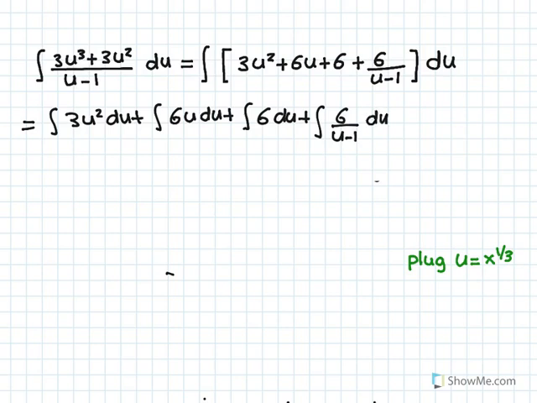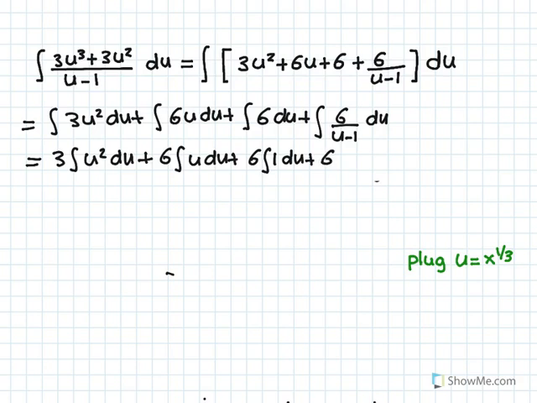Let's simplify a little bit more and remove the constants. 3 is a constant, so it passes through the integral. We get 3 times the integral of u squared du. 6 is a constant, passes through. We get 6 times the integral of u du. And another 6 comes out, so we get 6 times the integral of 1 du, plus 6 times the integral of 1 over (u - 1) du.